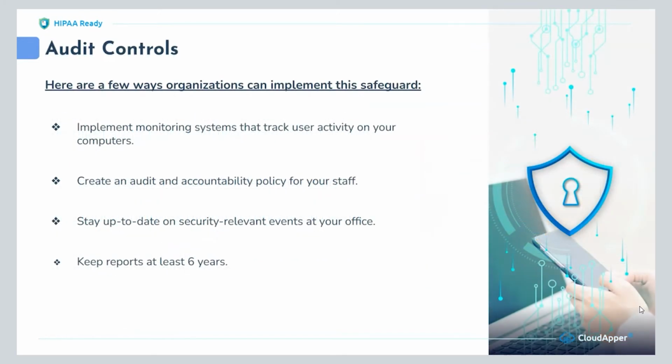Here are a few ways organizations can implement this safeguard. Implement monitoring systems that track user activity on your computers. Create an audit and accountability policy for your staff. Stay up to date on security-relevant events at your office. Keep reports at least for 6 years.